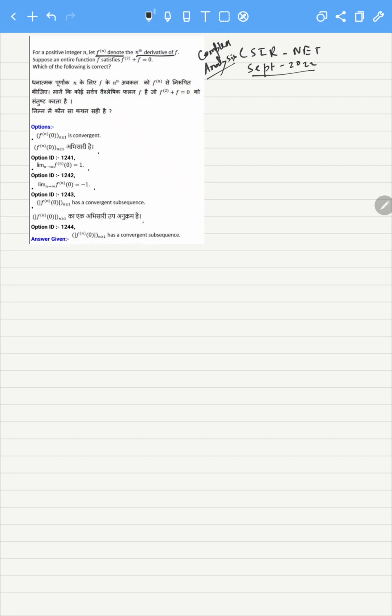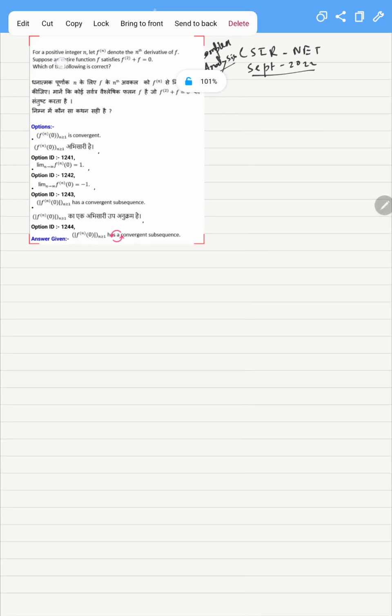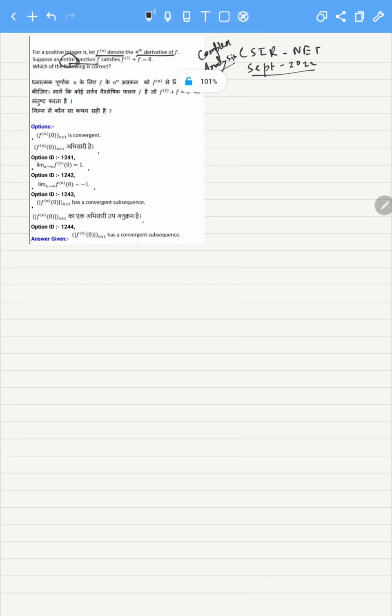We are given that f^(n) denotes the nth derivative of f, and since the function is defined as an entire function, no need to worry about whether it is a complex valued function or not. We can exclude this entireness. Except for entireness, we can think only of a C2 function satisfying this condition, f'' plus f equals 0.